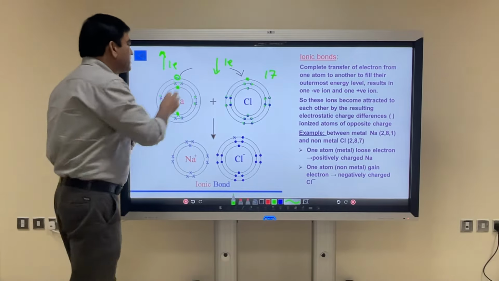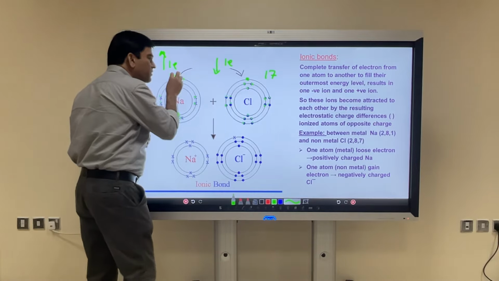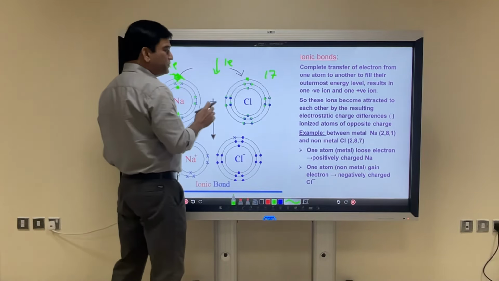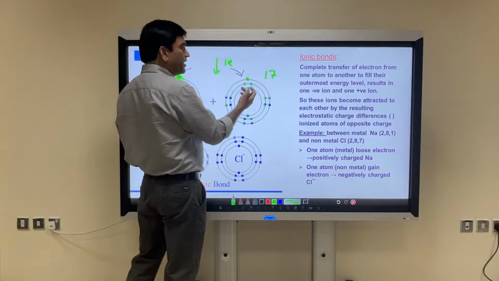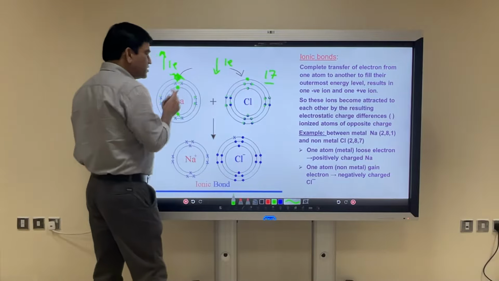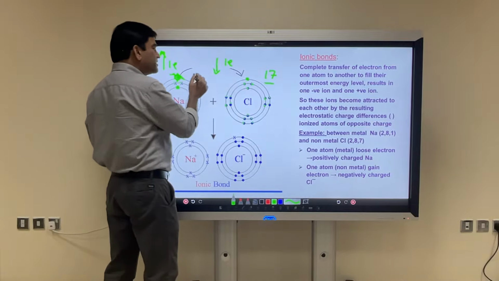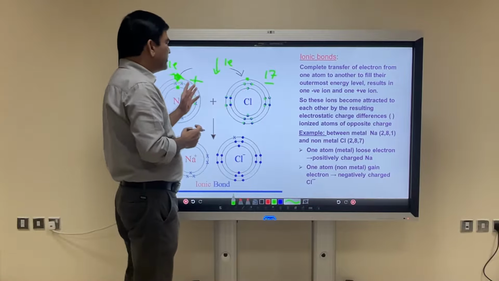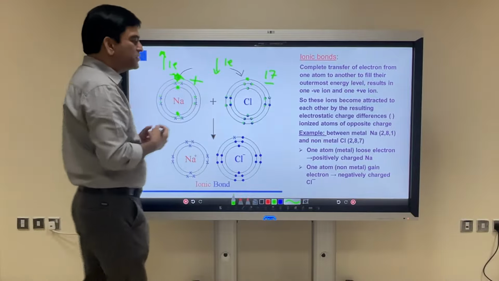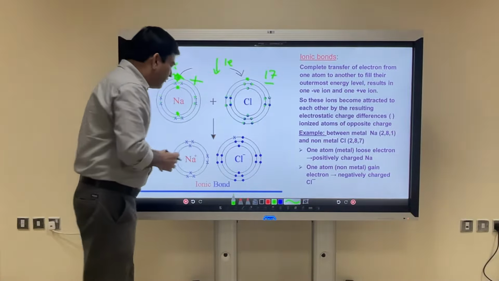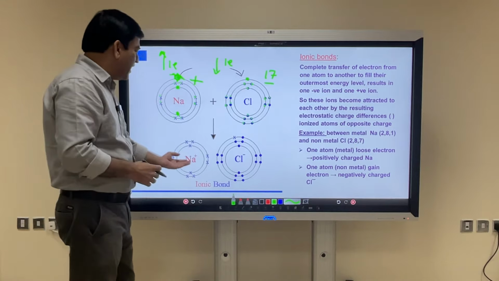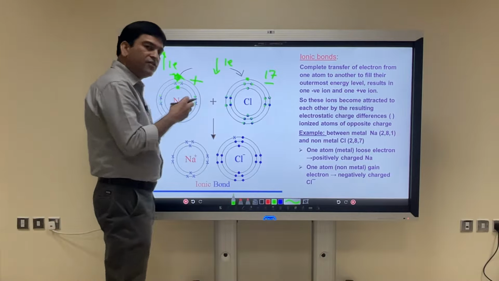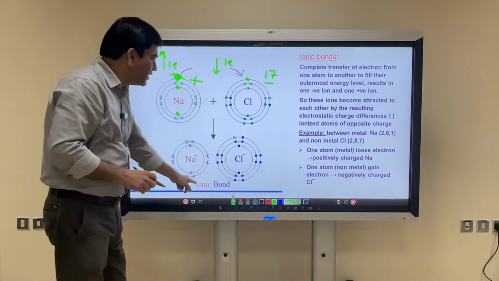So what happens? There is a transfer of 1 electron from sodium to chlorine. Chlorine gets an extra electron, so it gets a negative charge. Sodium loses 1 electron, so it gets a positive charge. Now there are charges. These are ions. You have a positive ion and a negative ion, and there is an electrostatic force of attraction between them, and they form a bond which is known as an ionic bond. So Na plus and Cl minus have an electrostatic force of attraction, and they form an ionic bond.